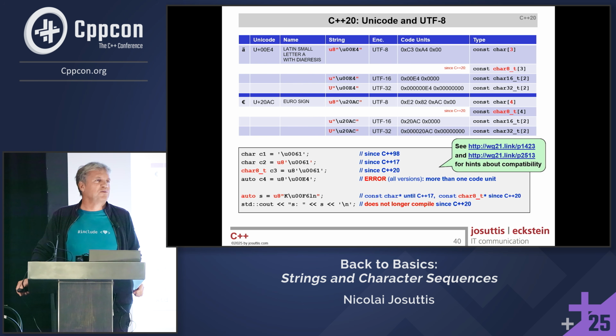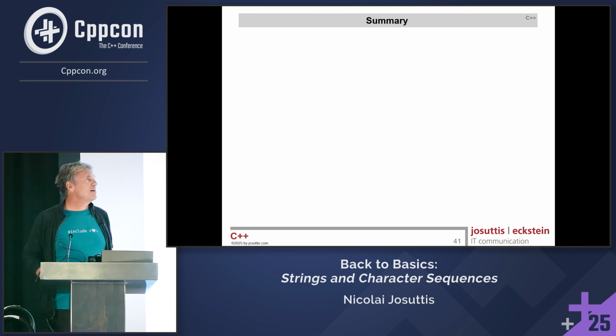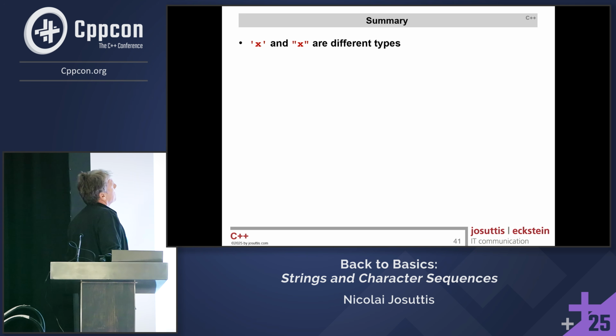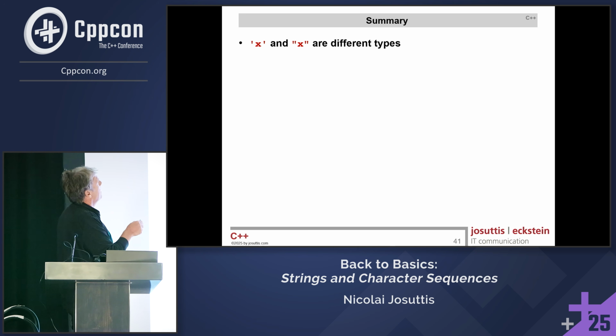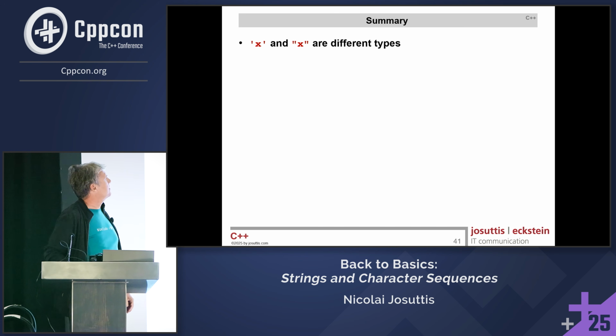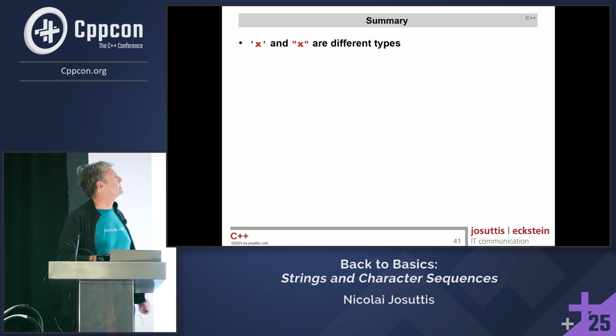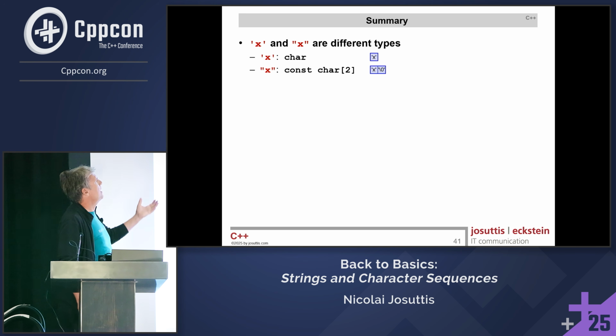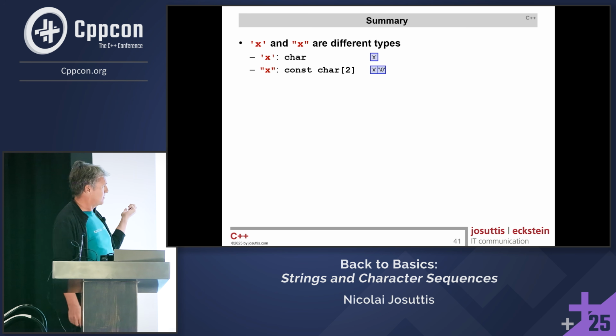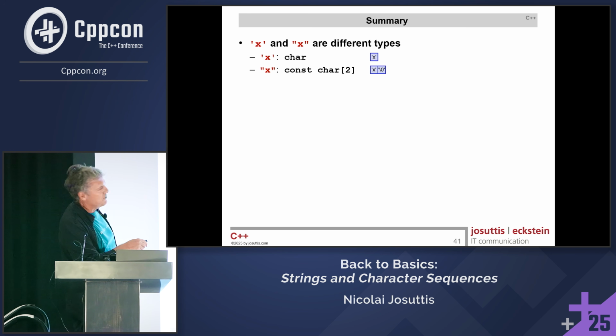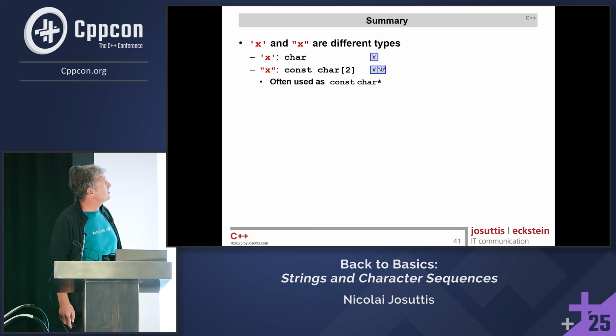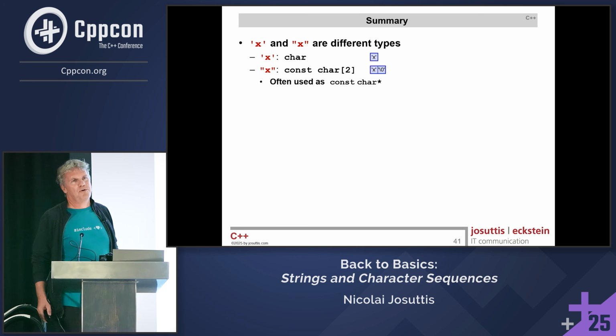These were the basics of strings and character sequences. We learned a single quoted X is a different type than a double quoted X. One is a char, one is an array of 2 constant chars. Very different layouts. Often used as const char pointer, but it is not a const char pointer, the second one.